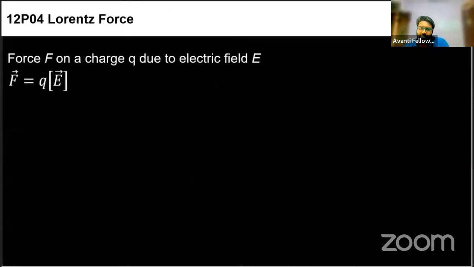Now we will talk about the previous concept that we have learned in electricity. So what is the force when a charged particle is present in the electric field? It will definitely be q into E. F is equal to q into E.